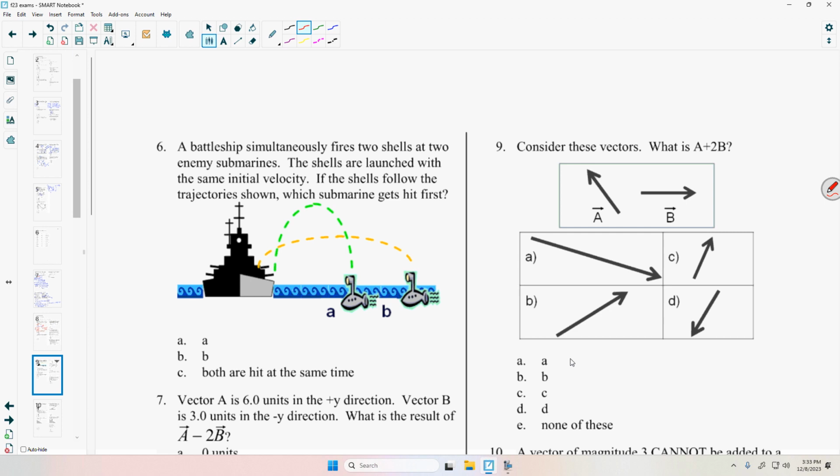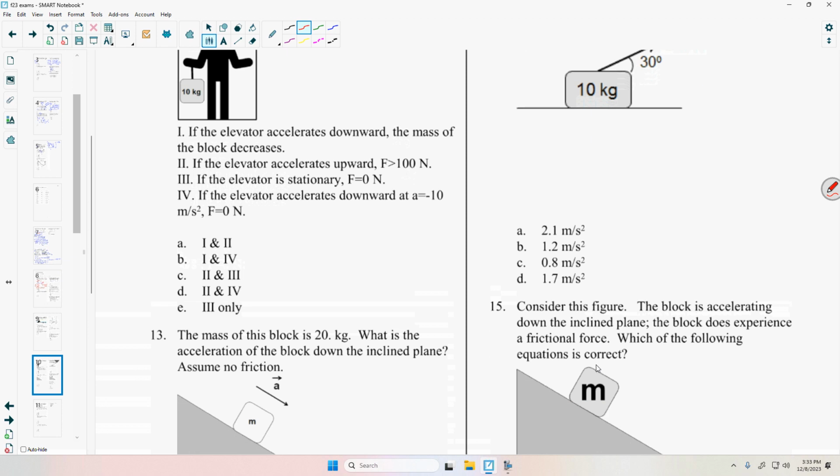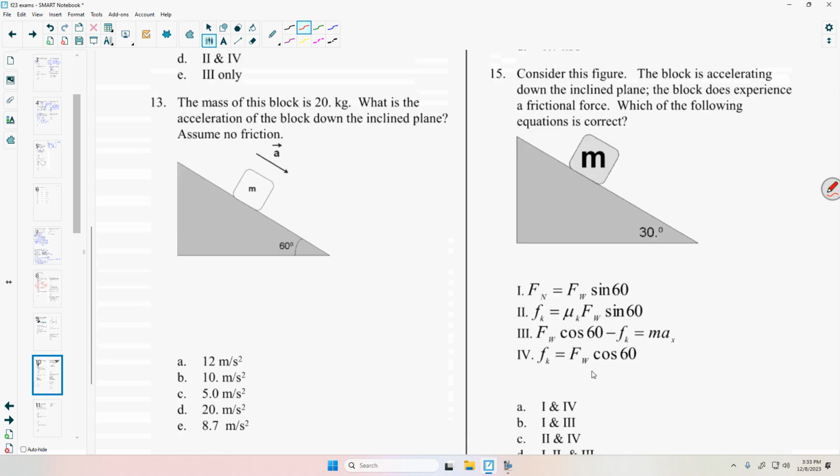Definitely going to see one of these vector problems like number 9. Definitely going to see one like 15, okay? I like that problem. So I recommend that you just label all the forces and then go through and hopefully the equations will stand out.